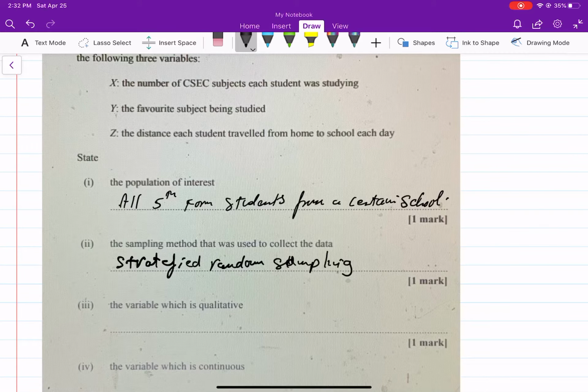It's called stratified random sampling. And we'll discuss the details in the next video.